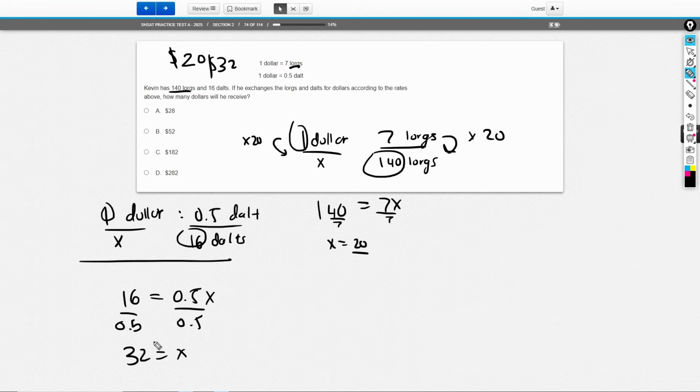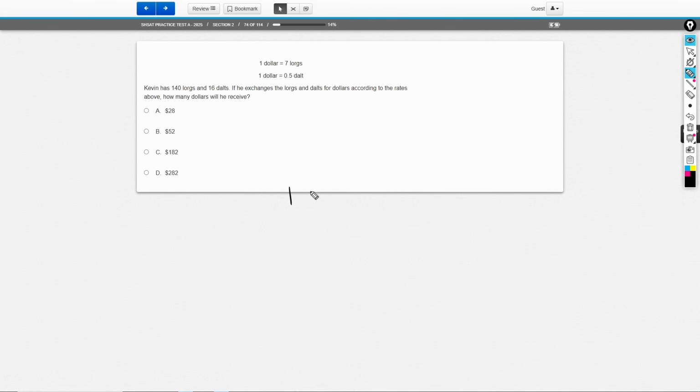Now, if dividing by these decimals confuses you, you can always just convert it into a fraction, right? So we know that 0.5 is actually equal to 1/2.